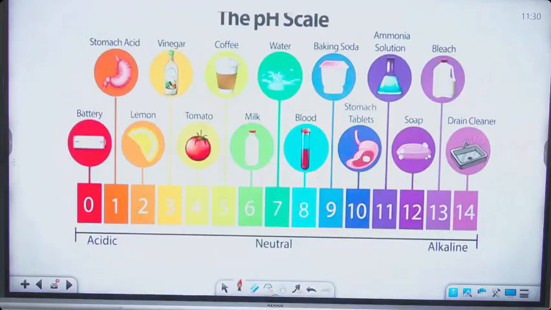Right, pH value equal to 0, battery acid. And you need to remember these values, because there are some questions. There are questions that ask about these values. Battery acid pH value equal to 0. Stomach acid pH value equal to 1.